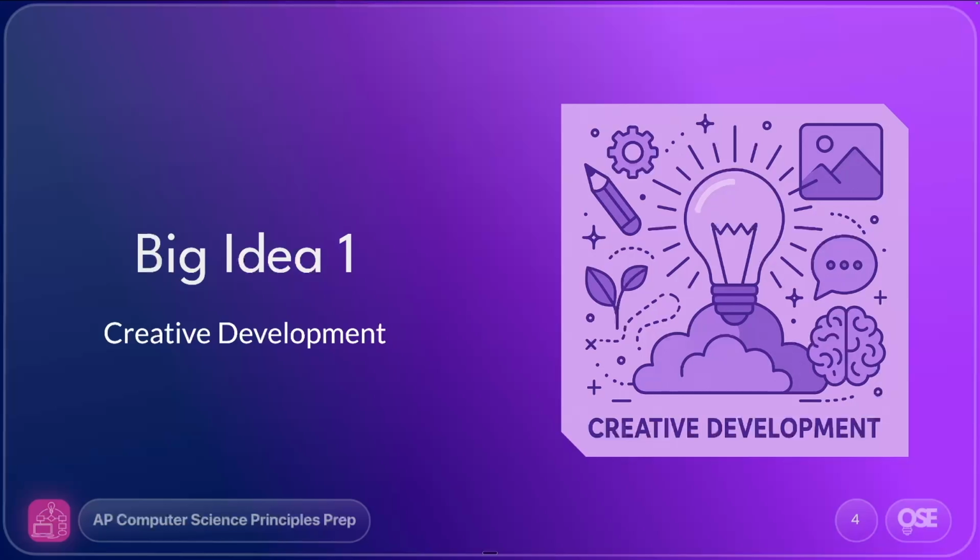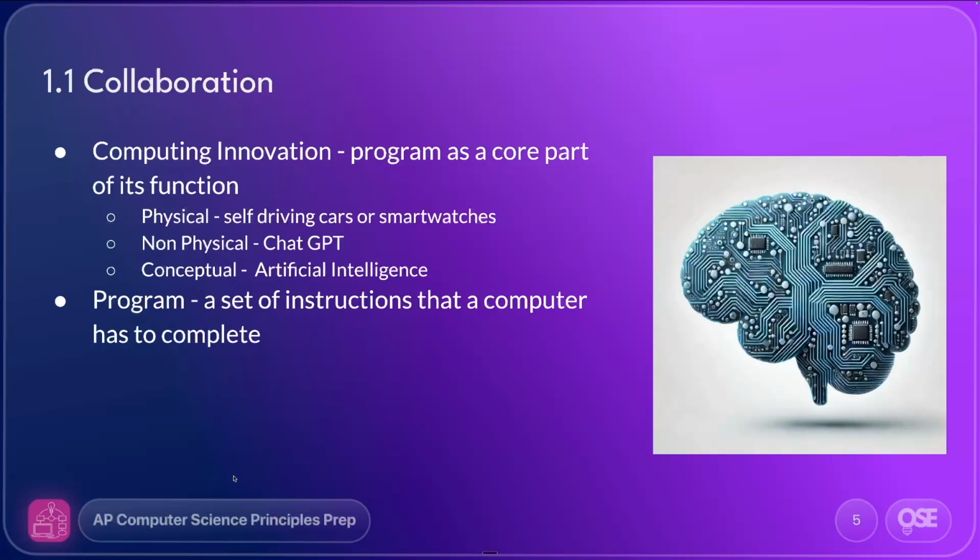Let's begin with our first main idea, creative development. The first topic is collaboration. Here are some definitions you have to know. Computing innovation is something that has a program as a core part of its function. And these innovations can be physical, such as self-driving cars or smartwatches, non-physical, like ChatGPT that you use to complete your homework, hopefully not, and conceptual, like artificial intelligence in general. And a program is simply a set of instructions that a computer has to complete.